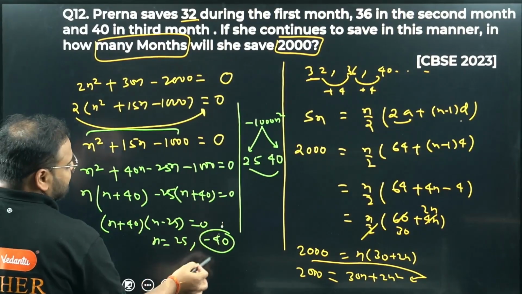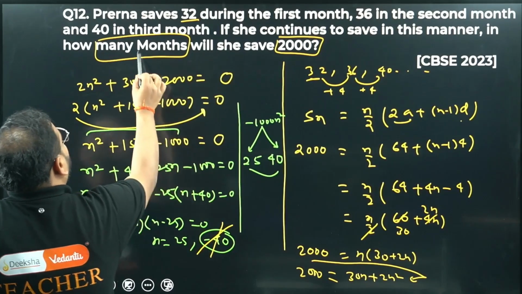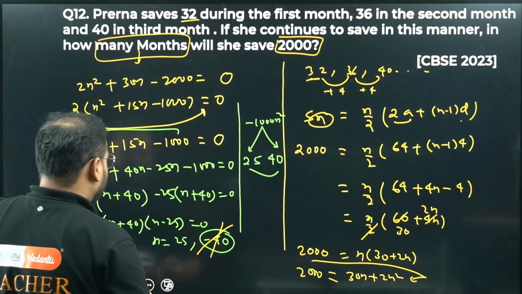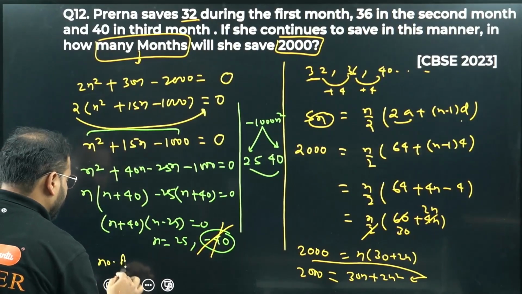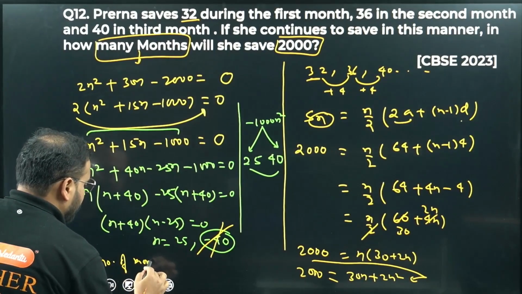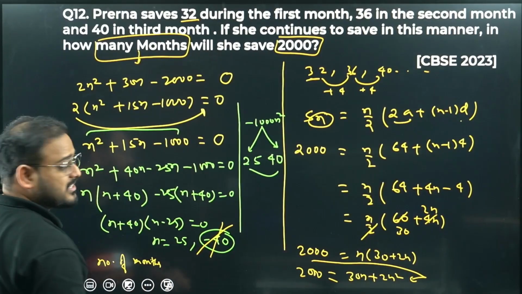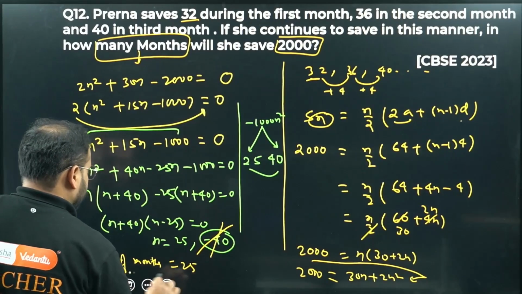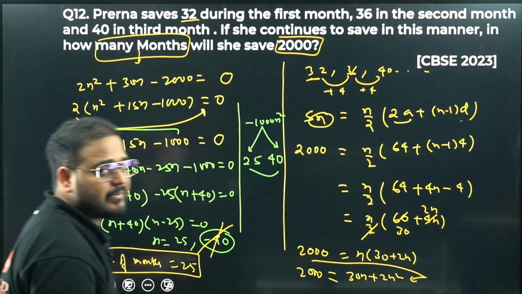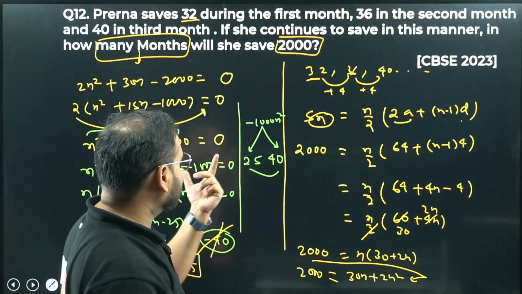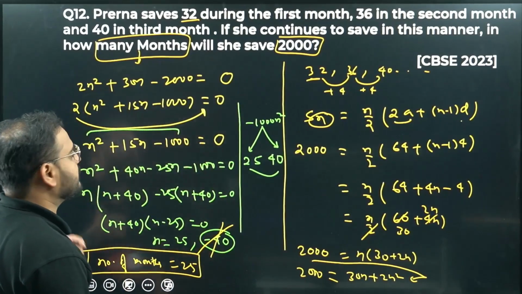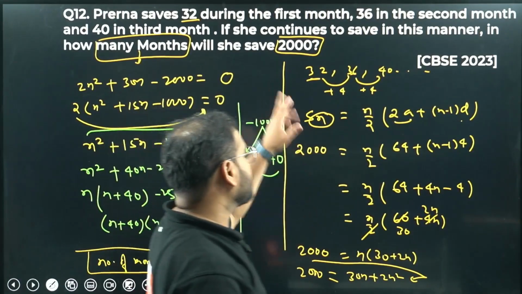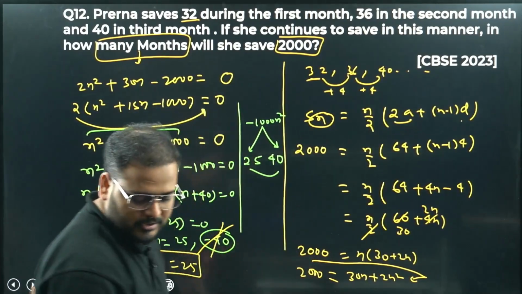Number of months cannot be negative. They're asking how many months? This n represents number of months. This cannot be negative. So for the savings to be 2000, it will be equal to 25. Final answer, please check. Number of months for the savings to add up to a value of 2000, whether this is rupees or whatever the currency, is going to be 25 months for it to be 2000 units.